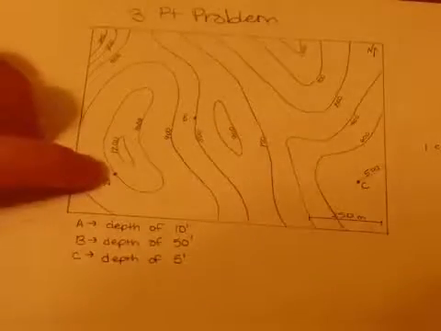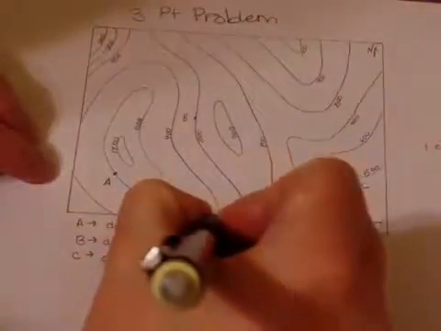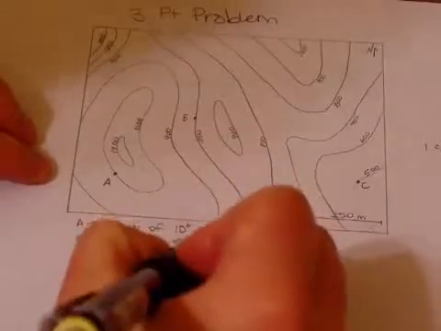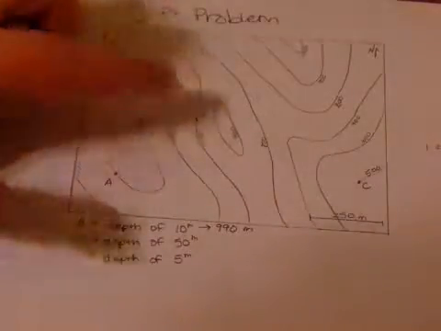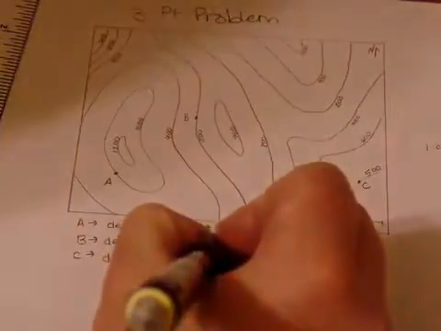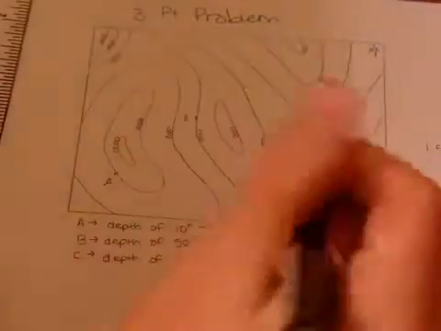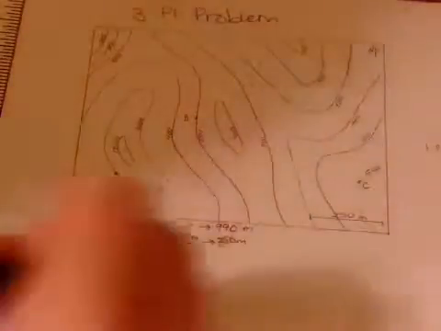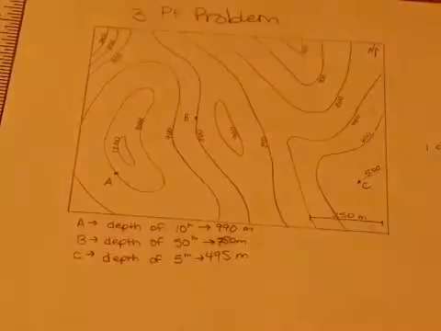So A is on the 1,000 meter contour interval. So that means that A is actually at 990 meters. Oh, sorry, these should be meters, not feet. B is at a depth of 50 meters, so we're going to do 800 minus 50, that's 750. And C is at a depth of 5 meters, so that's 495 meters. Okay, so now we have the true depths.